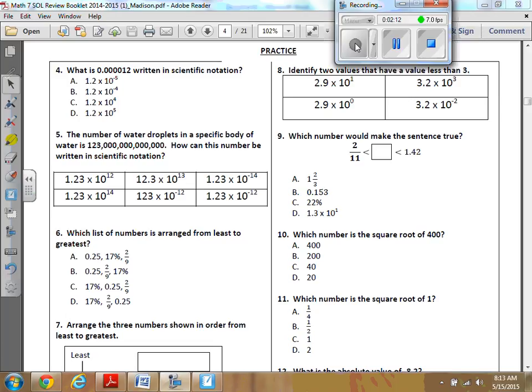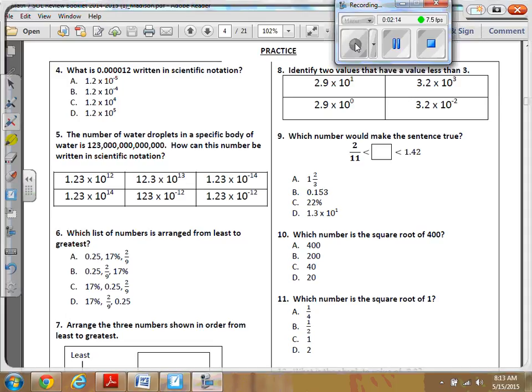All right, number 4. What is 0.000012 written in scientific notation? You put your pen or whatever where the decimal is and move it over 1, 2, 3, 4, 5 times. So it's a decimal. Is it a positive exponent or a negative exponent? Negative exponent. So A is our answer, 1.2 times 10 to the negative 5th. Remember, when you have a negative exponent, it's a really small number.